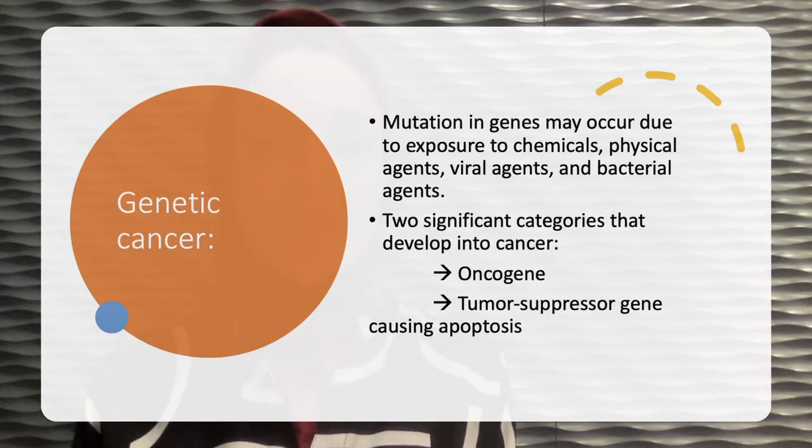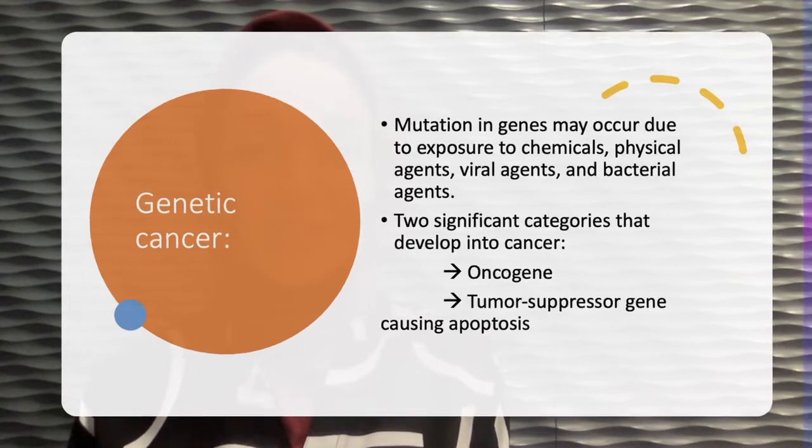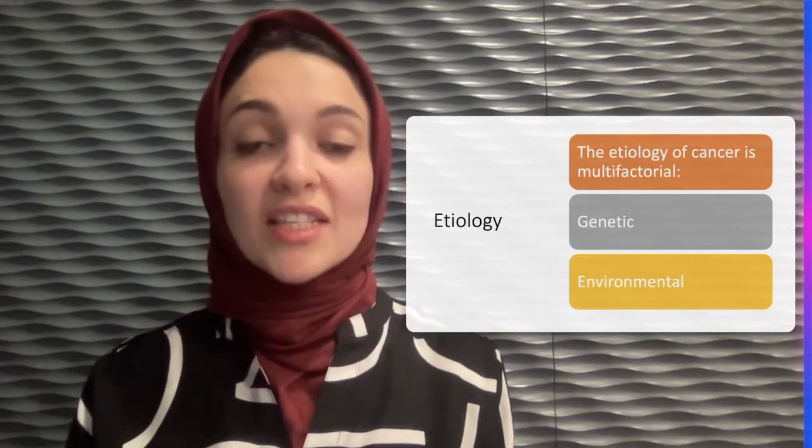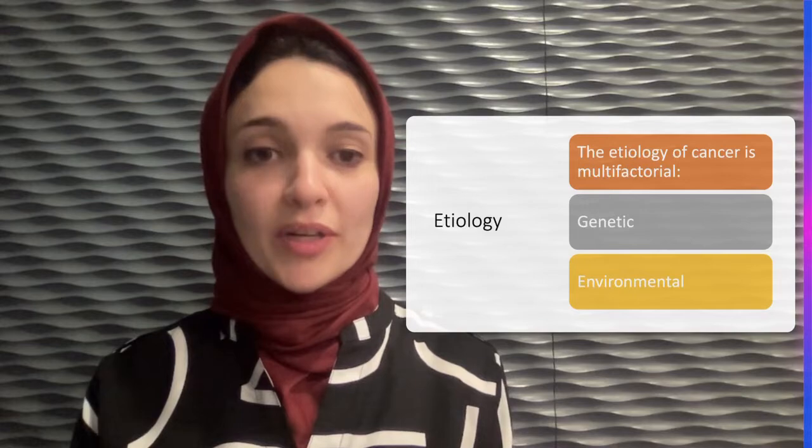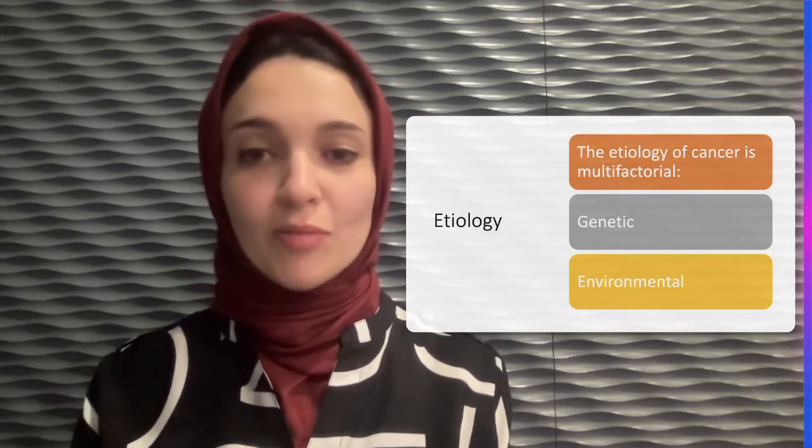Genetic cancer: mutation in genes may occur due to exposure to chemicals, physical agents, viral agents, bacterial agents. Two significant categories develop cancer: oncogene and tumor suppressor gene. The etiology of cancer is multifactorial. We have genetic and environmental.